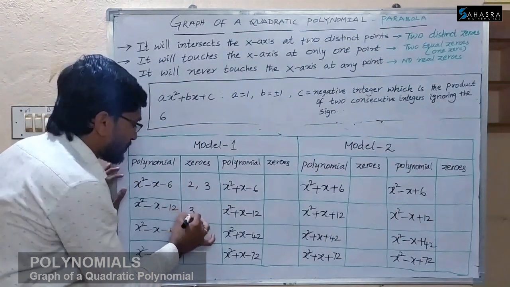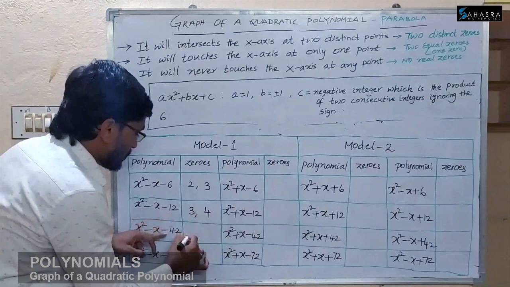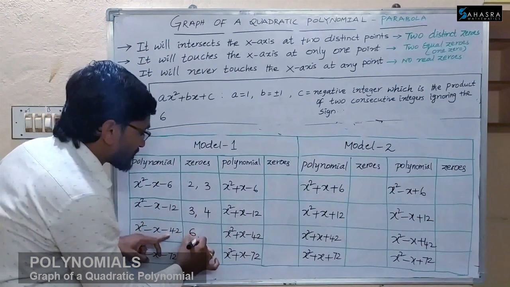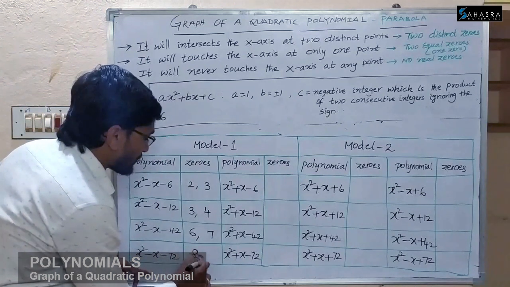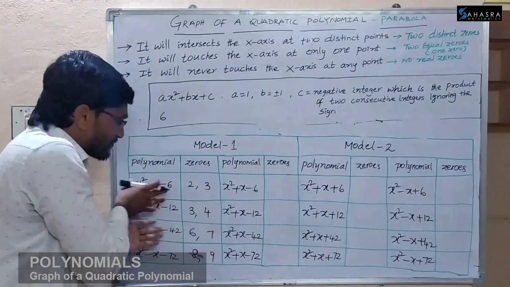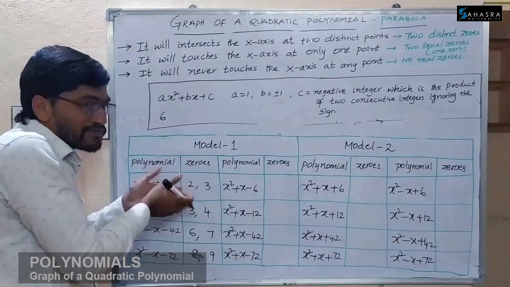2 comma 3. 12 can be written as 3 comma 4. And 42 can be written as 6 into 7. 72 can be written as 8 into 9. These are not the zeros of these quadratic polynomials. Which are the zeros of this quadratic polynomial?